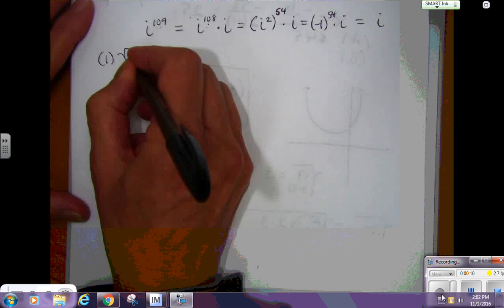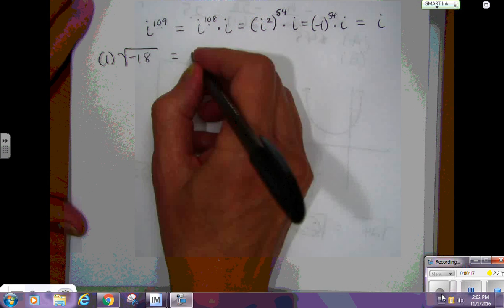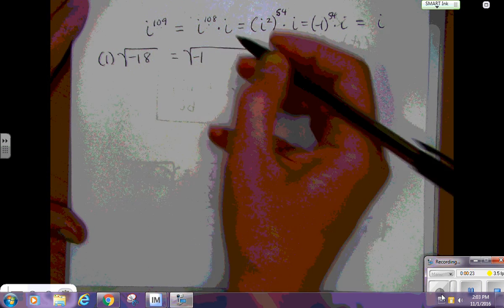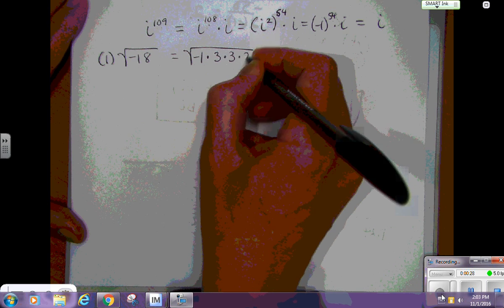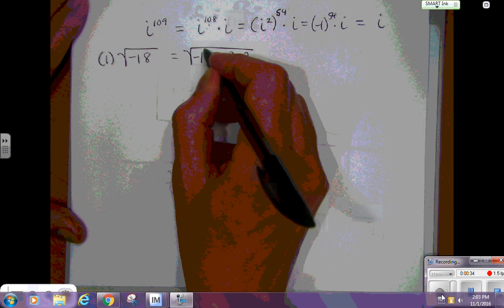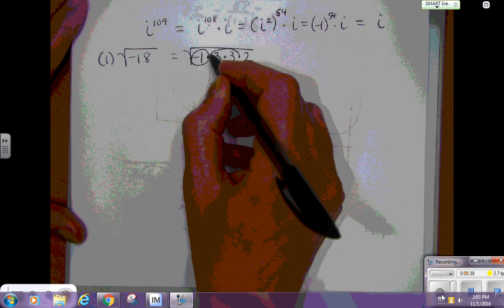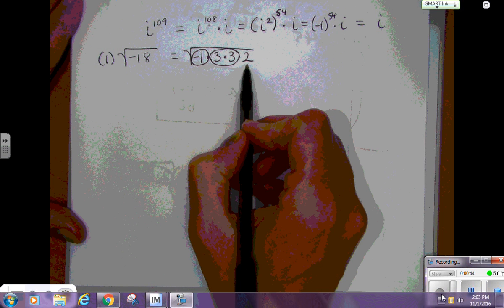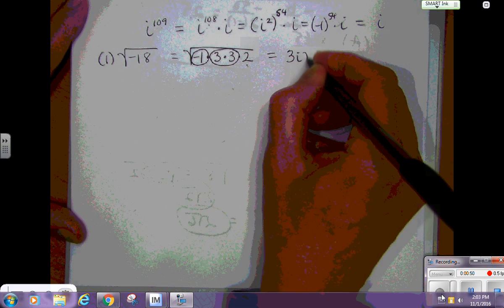So the first thing you want to do is break down that negative 18 into prime factors. I'm going to take out the negative 1, first of all. And then the prime numbers for 18 are 3 times 3 times 2. So I know the square root of negative 1 is i, and I have these 3's that I can pair together. I just have a 2 that's left over that I can't pair with anything, so that's going to have to stay inside the radical. So your answer is going to be 3i radical 2.